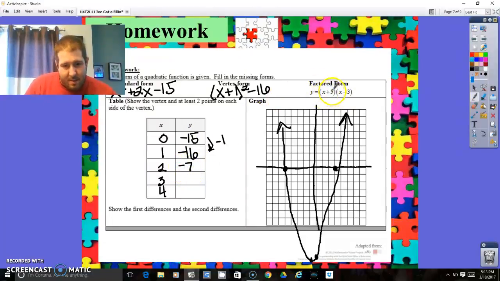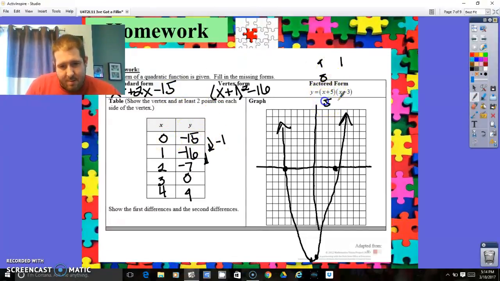3 plus 5 is 8. 3 minus 3 is 0. So this is going to be 0. 4 plus 5 is 9. 4 minus 3 is 1. So this is going to be 9. So it looks like this one's going to be... What just happened here? So that can't be right. So let me put them all in here.